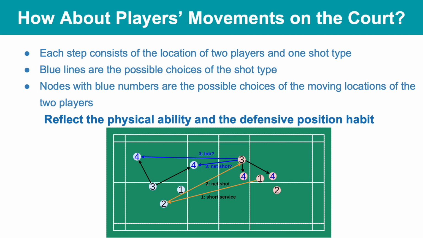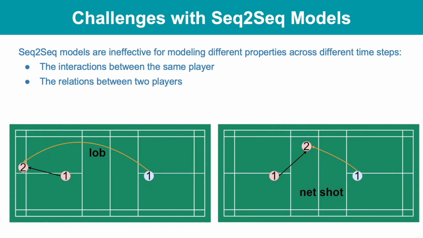Generally, movement forecasting can be viewed as a more challenging task since the goal consists of not only stroke forecasting, but also the movements of the players, reflecting the physical ability and the defensive position habits. To address this task, a potential solution is to frame movement forecasting as a sequence prediction task, which can be tackled by sequence-to-sequence models. However, sequence-to-sequence models are ineffective in modeling the heterogeneous interactions between different players and the relations between the same player at different time steps.